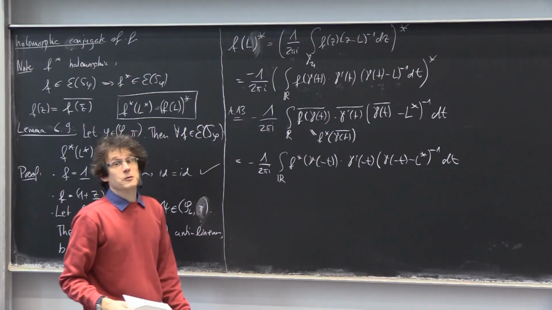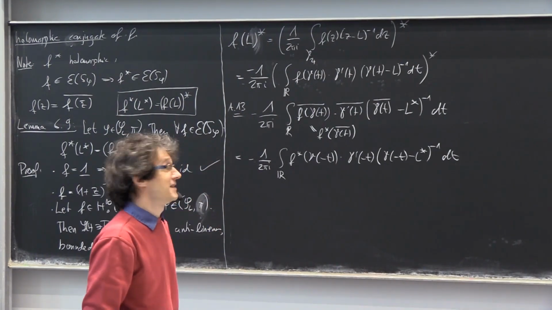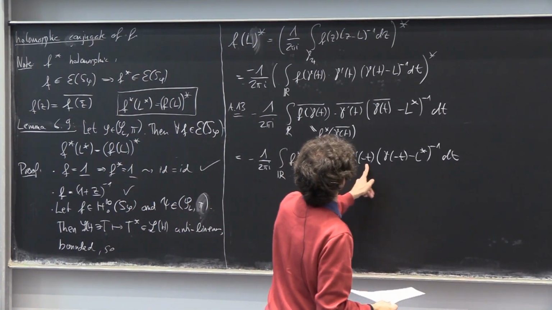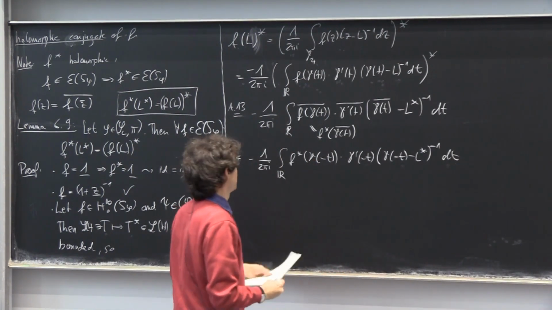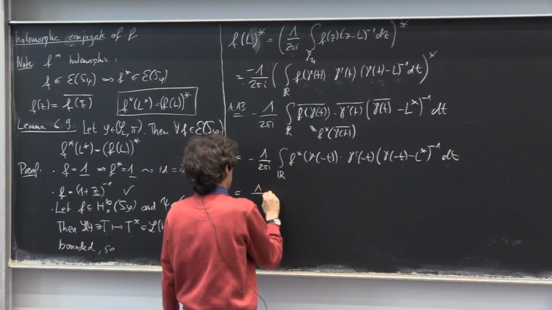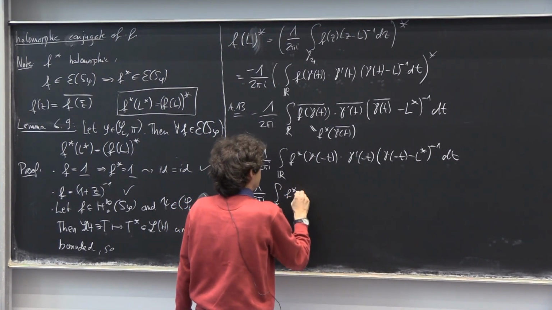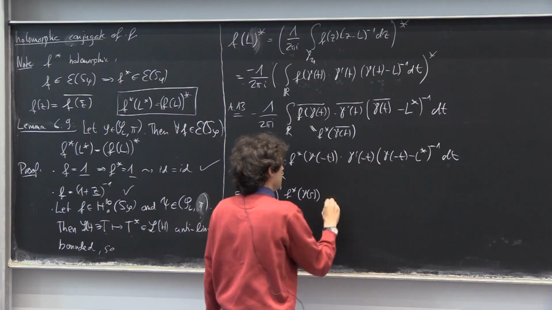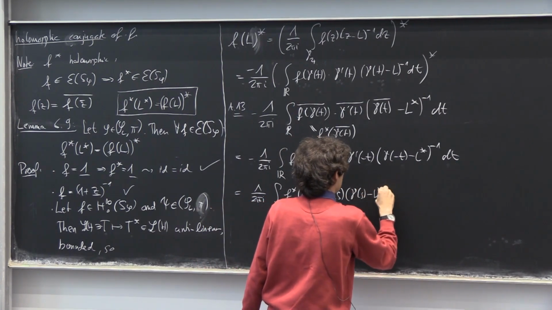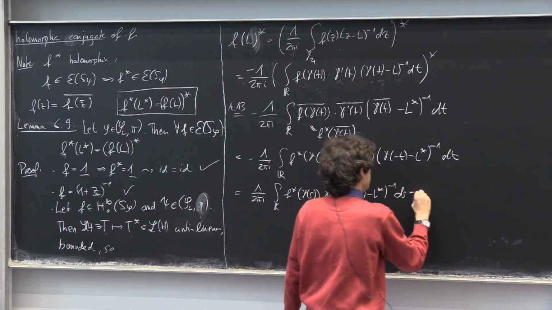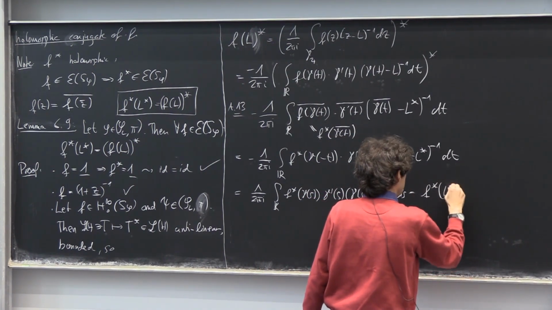Okay, now there's one substitution left to do. Just substitute s equals minus t. This gives you an s here, s ds, and a minus sign from the substitution, which kills this one. So you end up with 1 over 2 pi i integral over R of f star of gamma of s, gamma prime of s, gamma of s minus L star to the minus 1 ds. And this is nothing else as f star of L star.